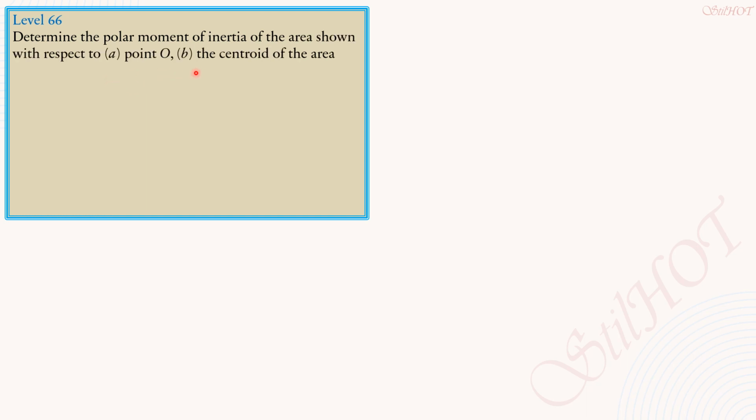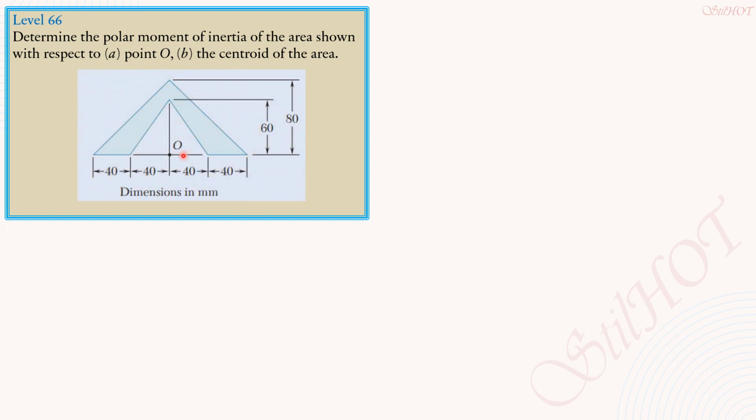Level 66. Determine the polar moment of inertia of the area shown with respect to part A, point O, and part B, the centroid of the area. So here's the given figure. It's just two triangles, symmetrically positioned with respect to the horizontal and the vertical through the centroid. We'll call the horizontal axis through the base the x-axis, and the axis through the point O the y-axis.